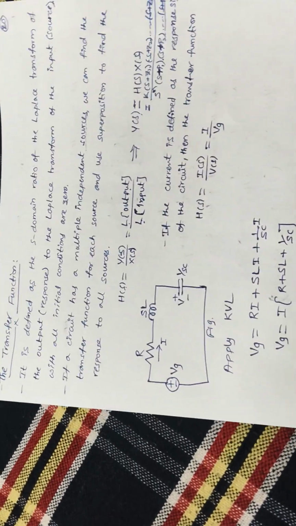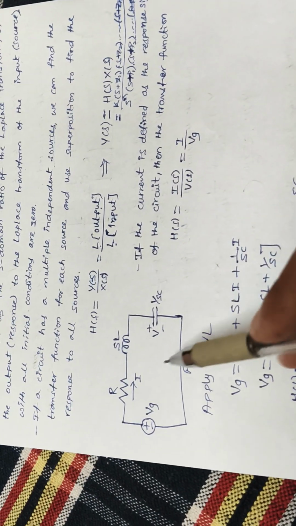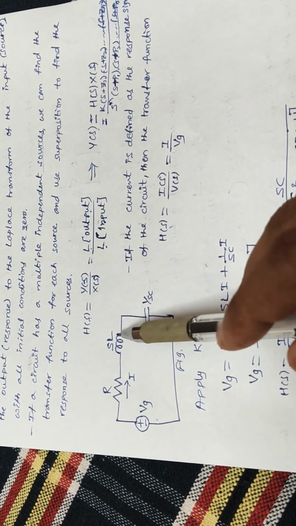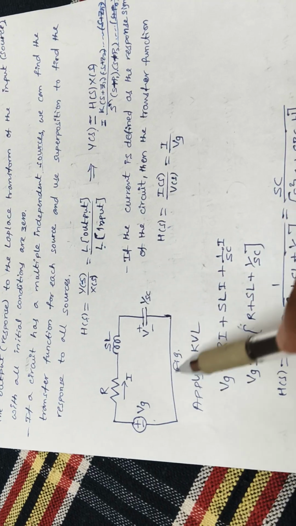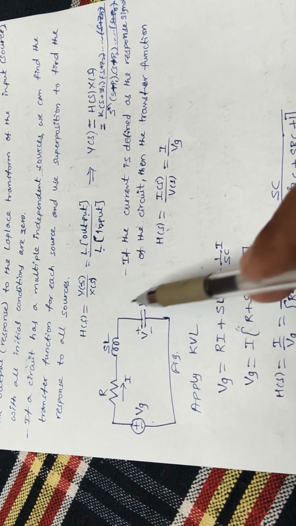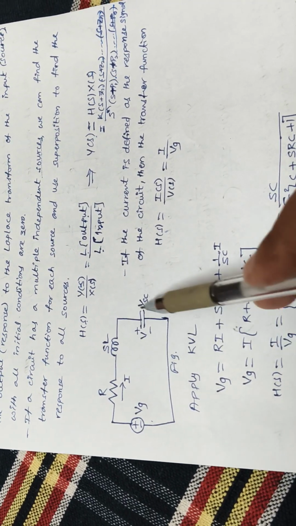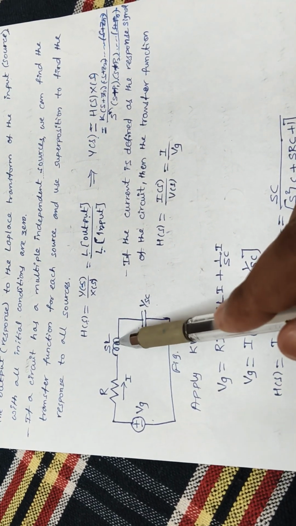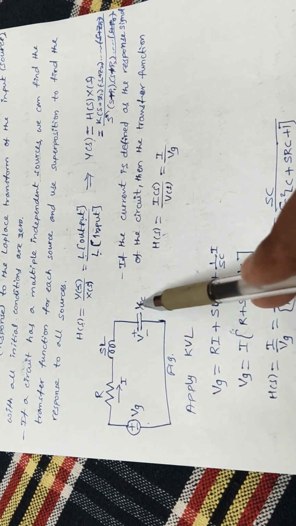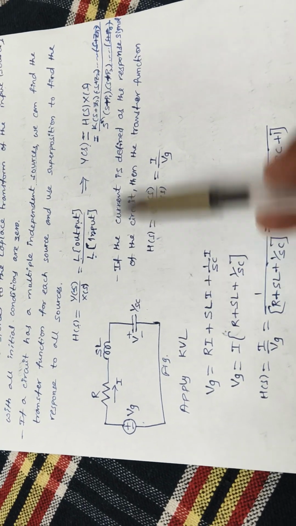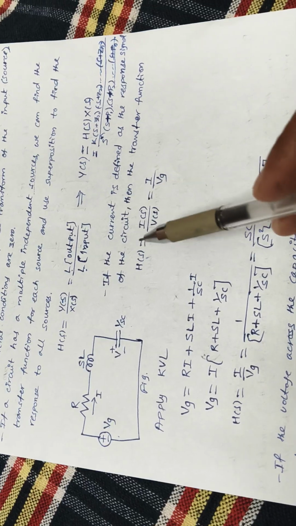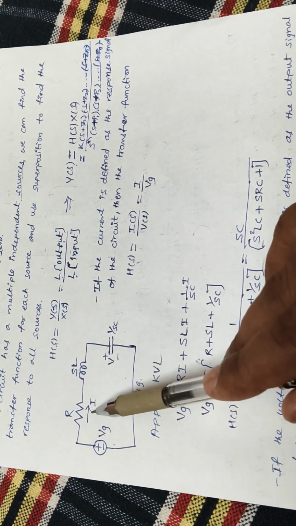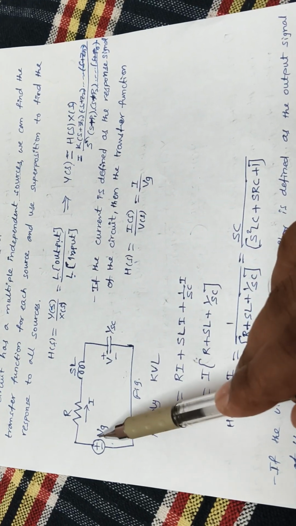Let us take one simple circuit. A voltage source is connected in series with an RLC circuit, which I have represented here in the S domain. The inductor and capacitor do not carry any initial current and voltage. So the inductor is represented with SL, and the capacitor is 1 by SC. Now if you want to find the transfer function, I am assuming the response is the current, and the source is the voltage source.